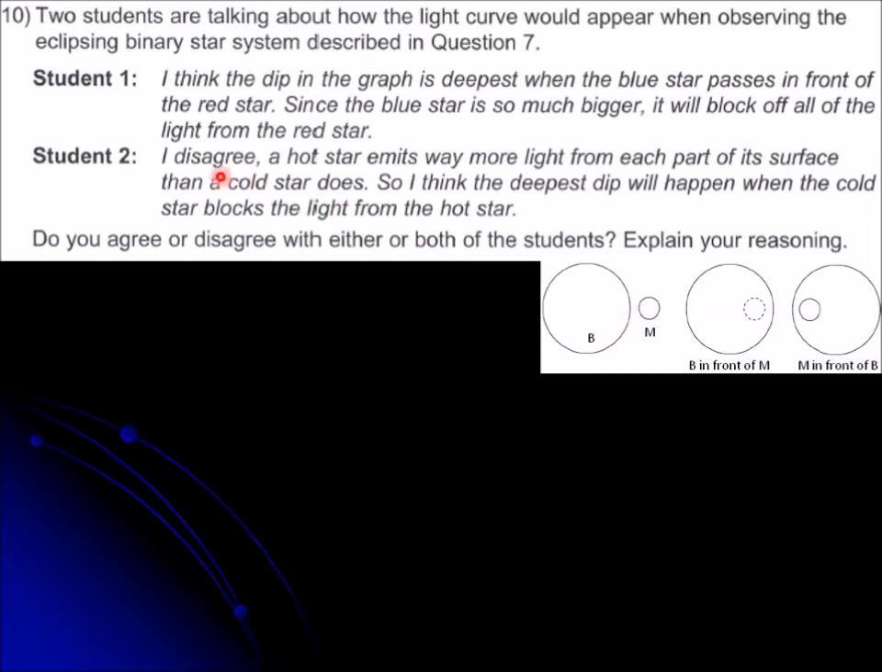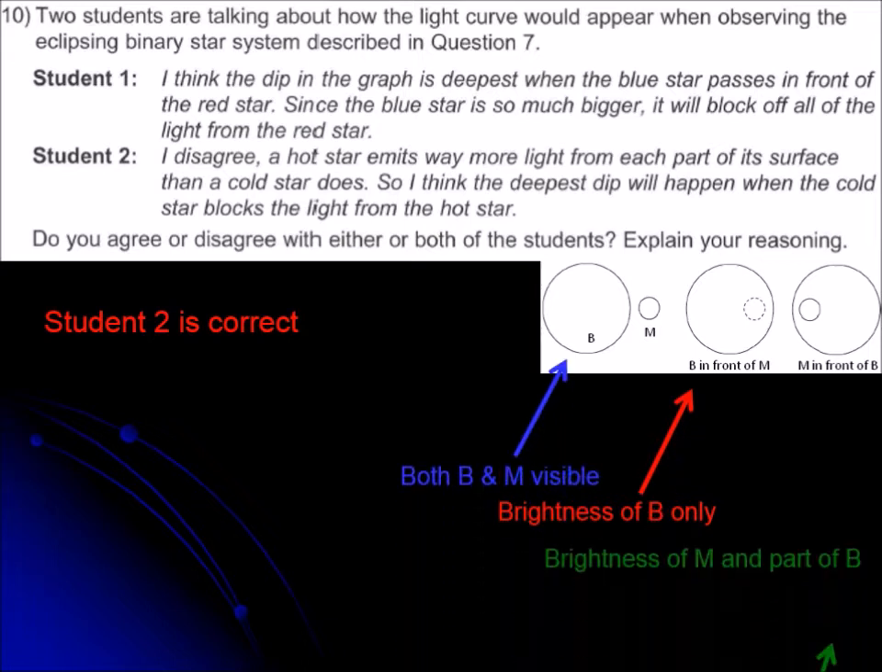Student number 2 says, I disagree. The hot star emits way more light from each part of its surface than the cold star does. So I think that the deepest dip will happen when the cold star blocks the light from the hot star. Well, the answer is student 2 is correct. So the biggest dip is here, when part of the B light is blocked by the M.